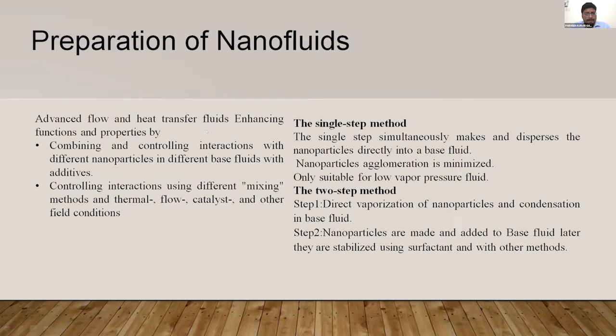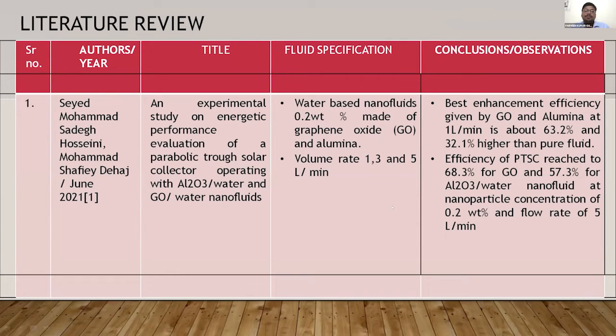Now, how are nanofluids prepared? We combine the materials while controlling the interaction between them and controlling their thermal and flow behavior. The single-step process disperses the nanoparticles inside the fluid by sonication or magnetic stirring. Another is the two-step method. The first step is direct vaporization of nanoparticles and then condensing them into the base fluid. The next step is that nanoparticles made from that condensation are added to the base fluid. Later, they are stabilized by using a surfactant, a material that acts like a binding agent.